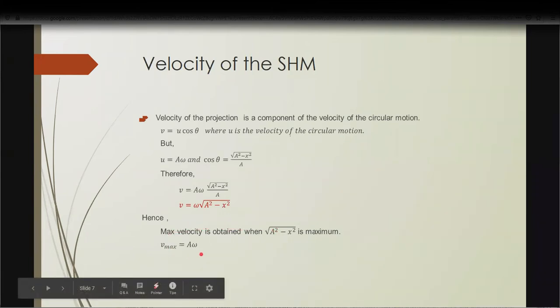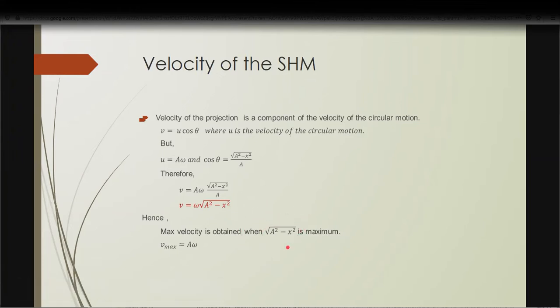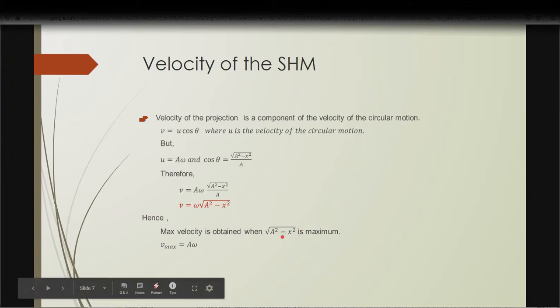The minimum velocity is obtained when this component is minimum. That means a squared minus x squared is 0, so x equals a at the maximum point. When the displacement equals the amplitude, you obtain the minimum velocity. That is the maximum point.